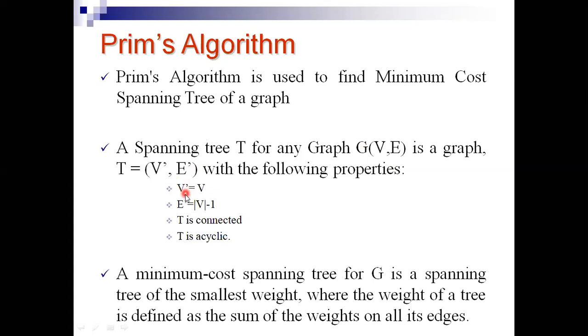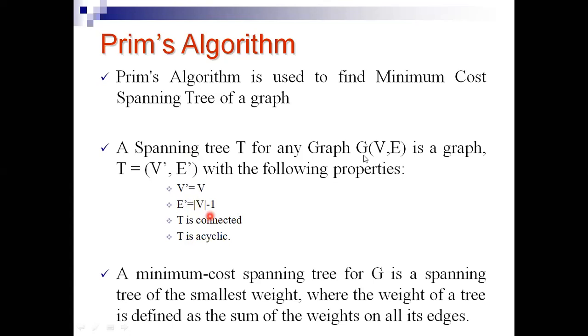What are the properties here? V dash is nothing but V. So what does it mean? It means that the number of vertices in the spanning tree is the same as my original graph vertices. And the edges that I now consider will be 1 less than the vertices in my spanning tree. So remember, the number of edges should be 1 less than the number of vertices.